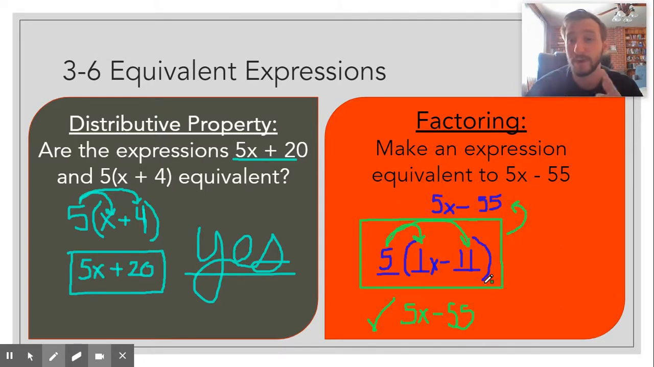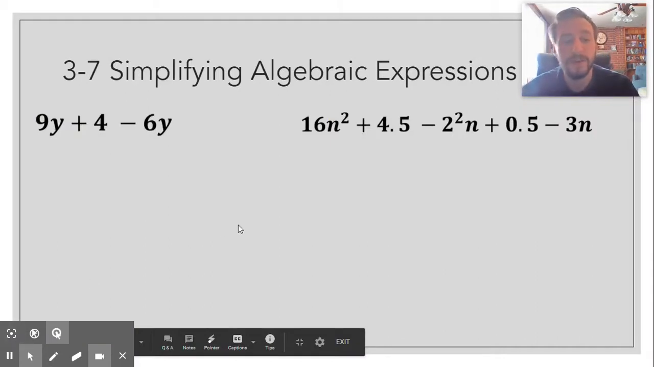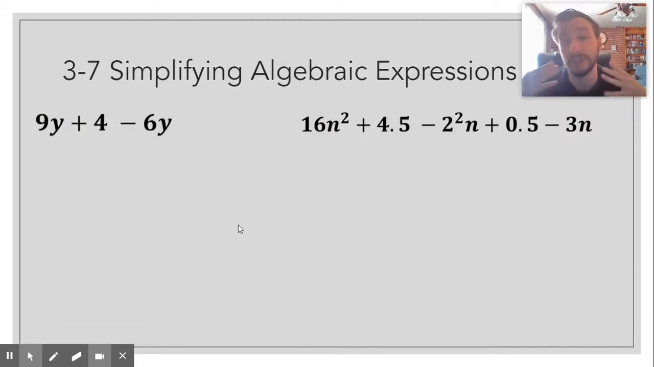Okay, factoring is working backwards using division. The distributive property means that you're distributing a number inside of the parentheses using multiplication. Okay? All right, let's try 3/7 now. So what 3/7 is working with is basically just simplifying an algebraic expression, making an expression more simple to work with. We're not solving anything, but what we are doing is we're trying to see, can we take an expression, combine anything that looks similar to make the expression smaller and easier to work with.